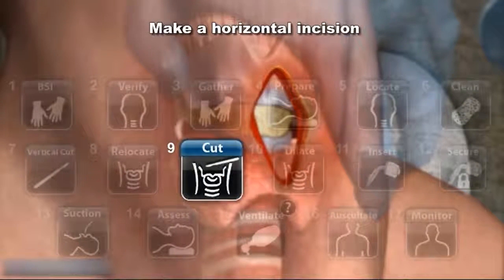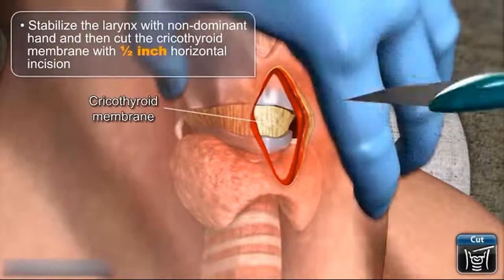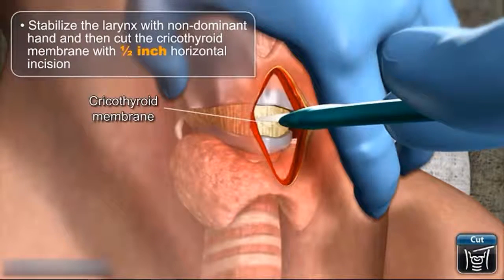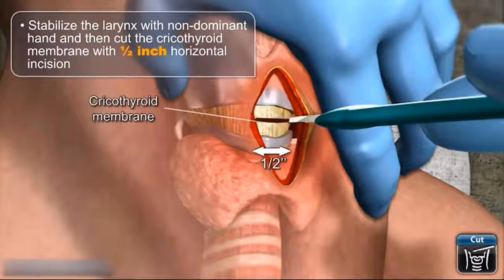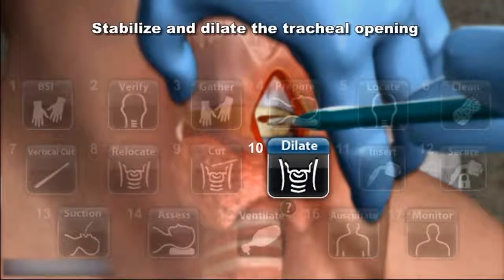Make a horizontal incision. Once the membrane is identified, stabilize the larynx with a non-dominant hand and then cut the cricothyroid membrane with a 1/2-inch horizontal incision. Stabilize and dilate the tracheal opening.